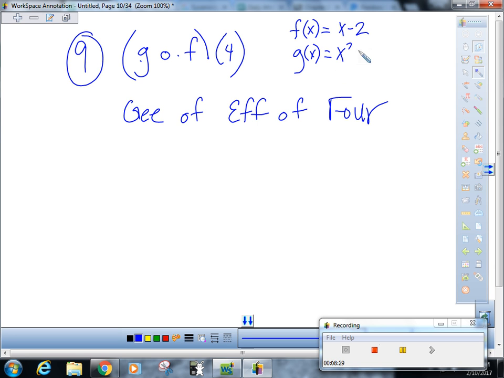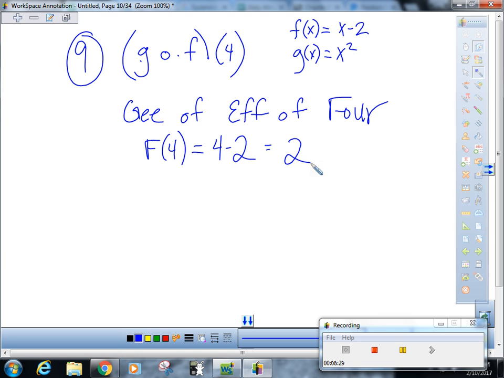Okay, so here's what they want you to do. You always work right to left on these because of how it's spoken. G of F of 4. So what is F of 4? It's not 4x minus 2, it's 4 minus 2. You put in a 4 for the x, okay? And so what is F of 4? It's 2. Thank you, Jason.